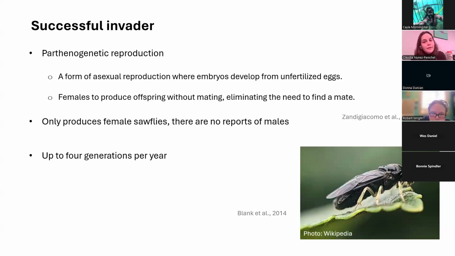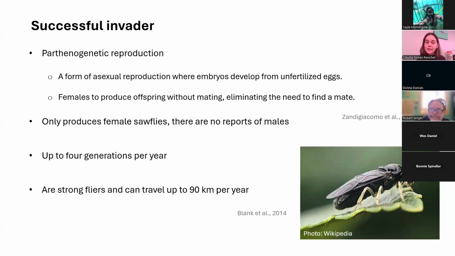And another thing that makes them a very strong invader is that they are very good at flying around. They can move up to 90 kilometers per year, around 56 miles. And that also helps them to disperse and spread out very easily and faster.